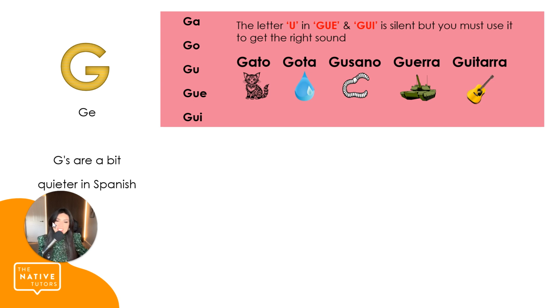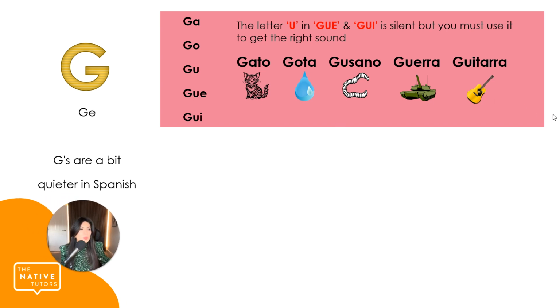Now let's talk about the G, the letter G. This one has a couple of sounds. If you have the G next to an A, an O, a U, or you have this combination G-U-E or G-U-I, the G has a softer sound, almost like the G as in gate in English.